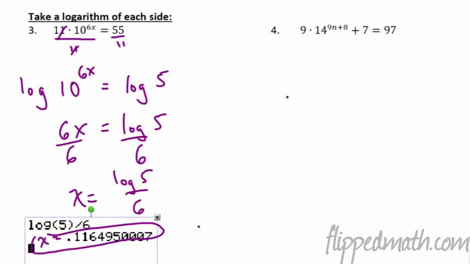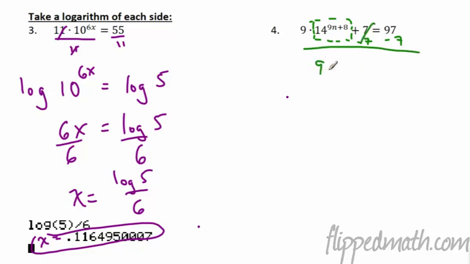Okay, this one's a little bit different. Let me tell you why here. First, we need to get rid of the 7. Remember, we have the variable up here in the exponent. We have to get that part right here by itself. Let's see if you're able to do this. So let's subtract 7 from both sides. This is kind of like Algebra 1.